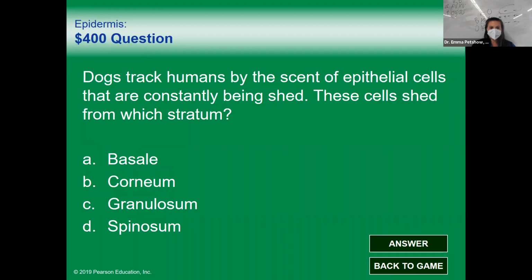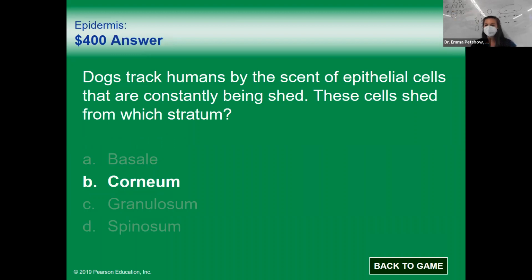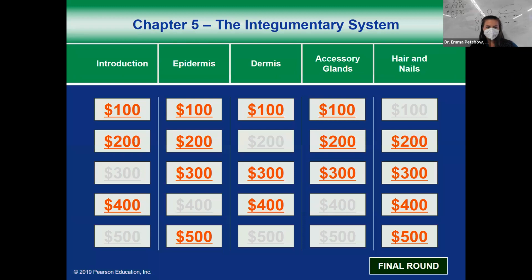Epi 4. Dogs track humans by the scent of epithelial cells that are constantly being shed. These cells shed from which stratum? What is the most superficial layer? Yes, corneum. Corneum is the most superficial layer. That's where the cells shed. All right, what next?